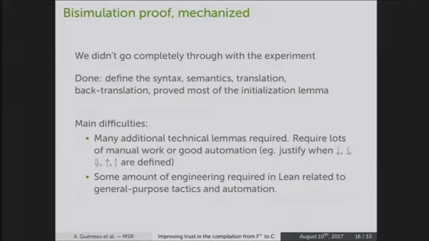And basically, we did some of the work, but not everything. What's done is defining the syntax, semantics, translation, the semantic gadgets, and then proving most of the lemma relating source and its compilation.